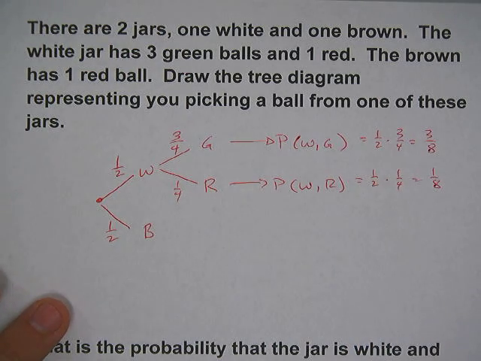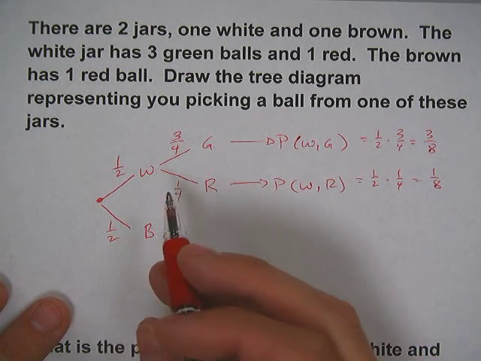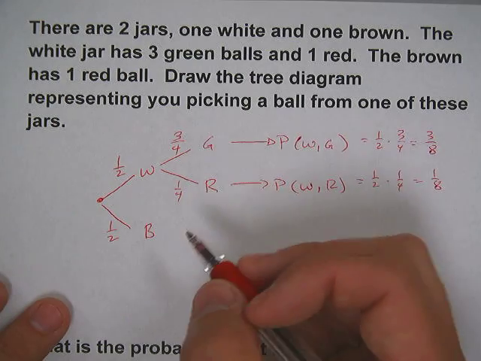What would be the probability of picking out of the white jar and then getting a red? Well, 1/2, then 1/4, so 1/8.